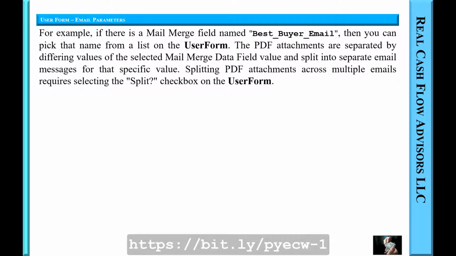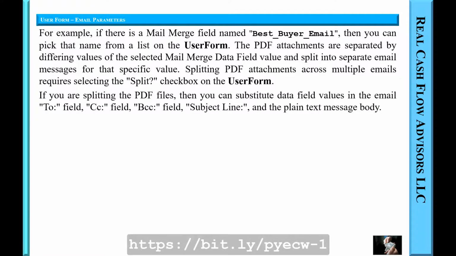For example, if there is a mail merge field named Best Buyer Email, then you can pick that name from a list on the user form. The PDF attachments are separated by differing values of the selected mail merge data field value and split into separate email messages for that specific value. Splitting PDF attachments across multiple emails requires selecting the Split checkbox on the user form.